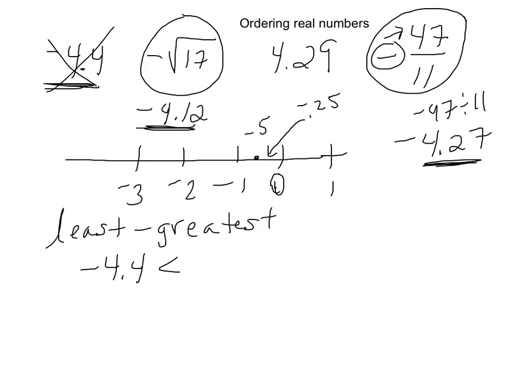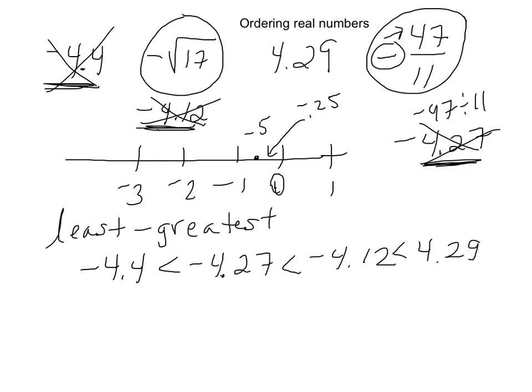So we're done with this guy. That leaves us a couple other negatives. We have negative 4.12 and negative 4.27. So that's going to leave us negative 4.27 as our next lowest, even though it looks like it's the biggest. So we're done with that guy. Our only other negative number is negative 4.12. And then finally, the only other thing we have is a positive 4.29. Alright, so that's it from least to greatest.